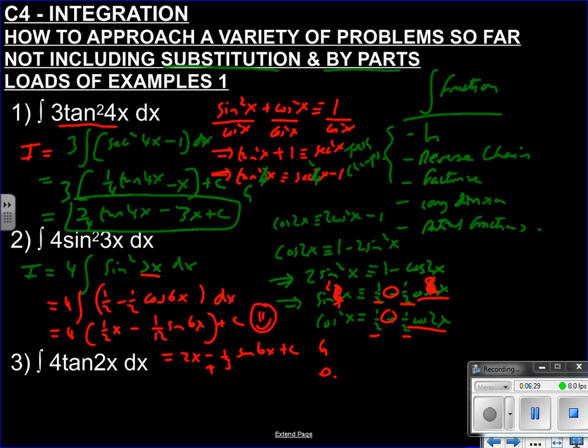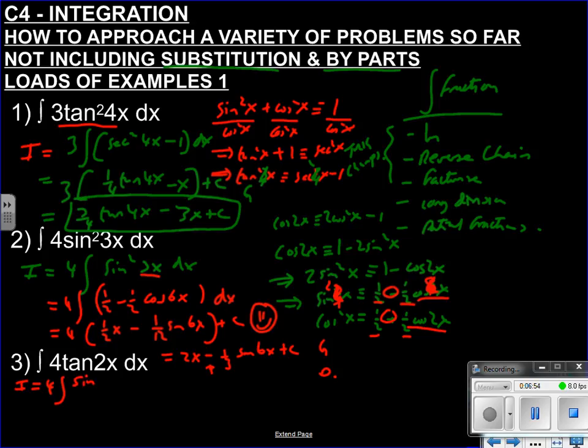Integral of 4 tan 2x. Again, I would take that 4 on the outside so I don't have to worry about it. Nothing differentiates to make tan, does it? So I hope you've paused this and you're thinking about it. Tan. What makes tan? Nothing differentiates tan. Can I use sec squared? No, because only tan squared is connected with sec squared. Nothing I can do.